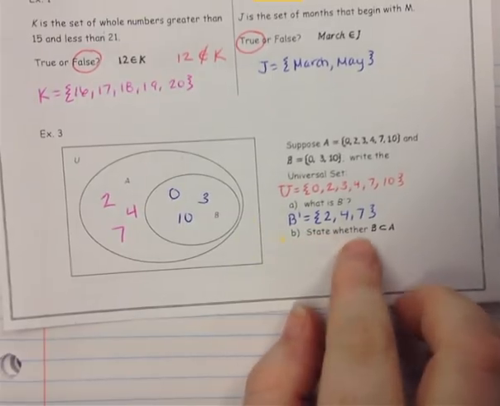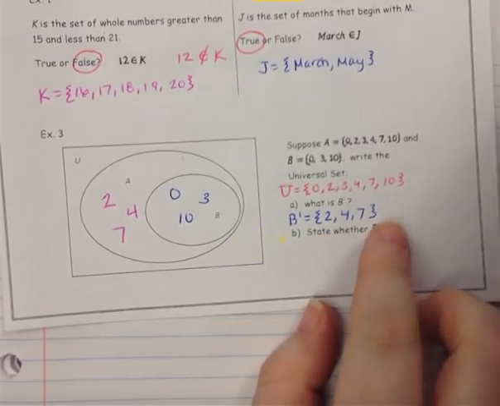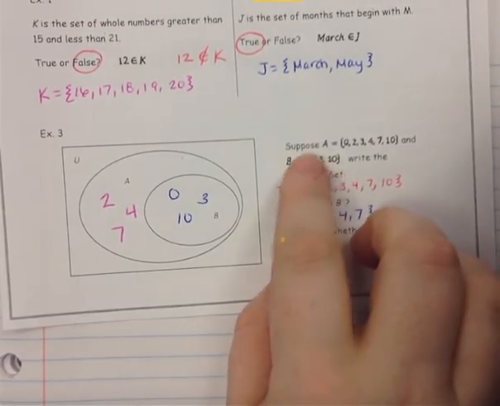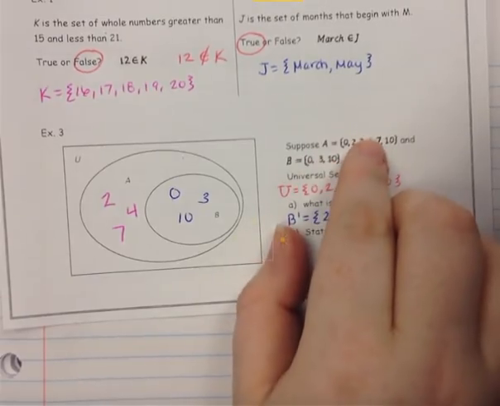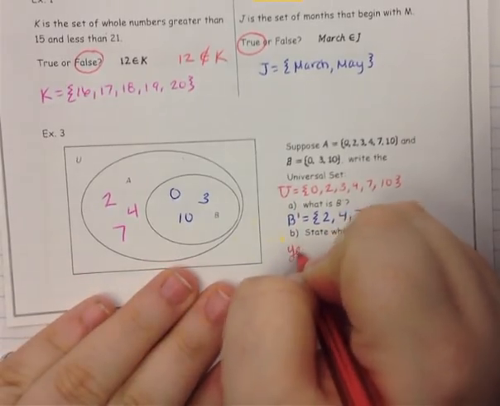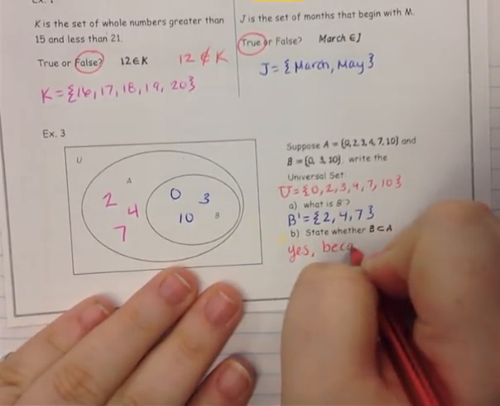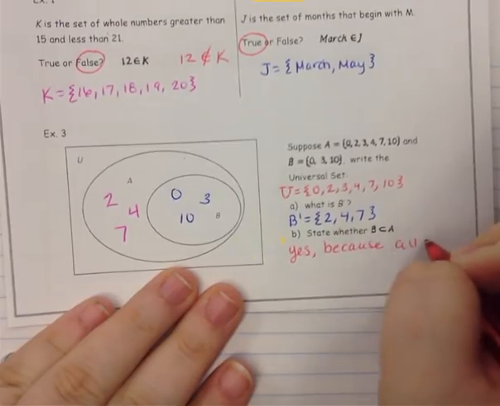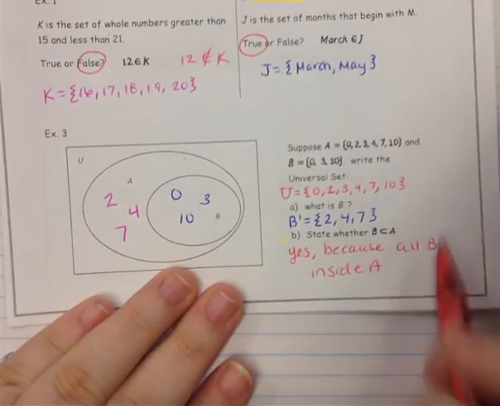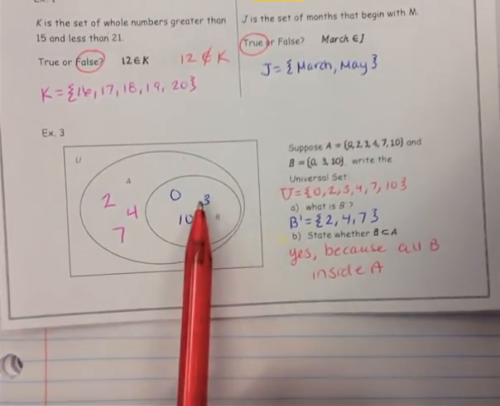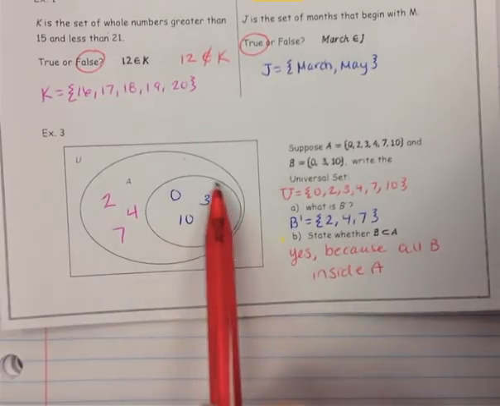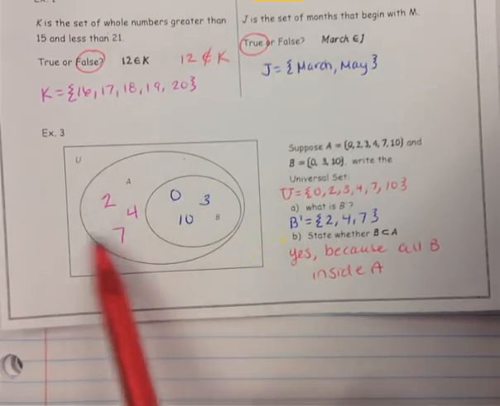Question B says, state whether B is a subset of A. That's asking, is all of B inside of A? So all 3 of these numbers are inside of set A. That means that it is a subset. So we would say yes, because all of B is inside of A. All of set B is inside of set A. So that's how we know that this is a subset. And you can see that all of this circle is inside of the circle of A.